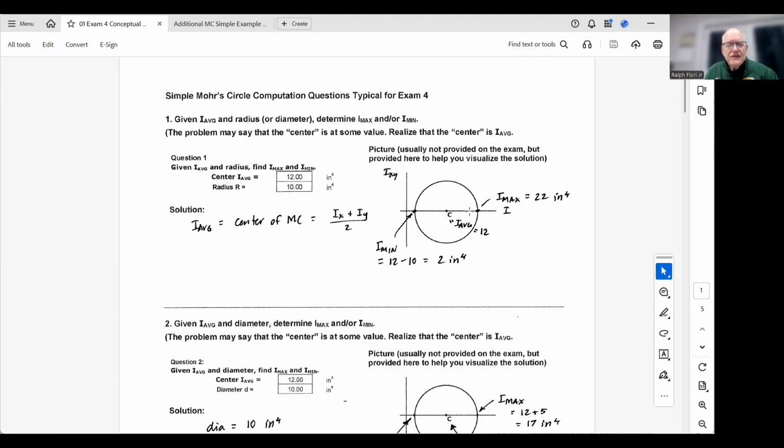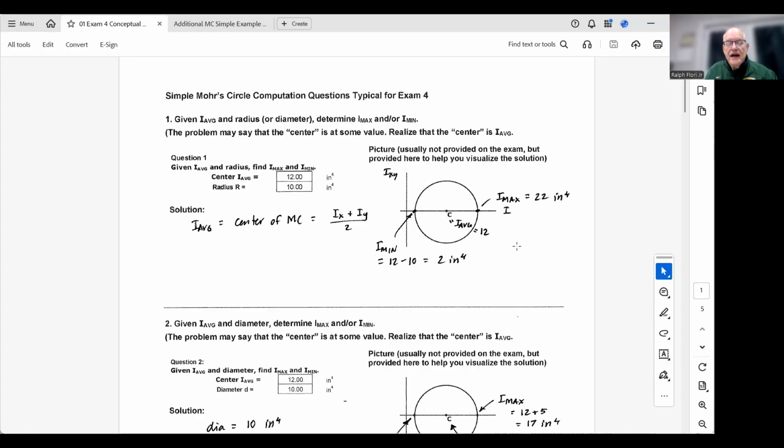And so again, the classic picture that you would draw is basically just draw a circle, draw a horizontal axis through it, which is the moment of inertia axis, and then draw a vertical axis to the left of the circle, which is your product of inertia axis. And then that circle has a center, it has a diameter or a radius, it has an Imax, and it has an Imin.